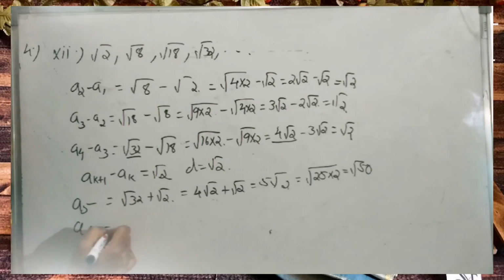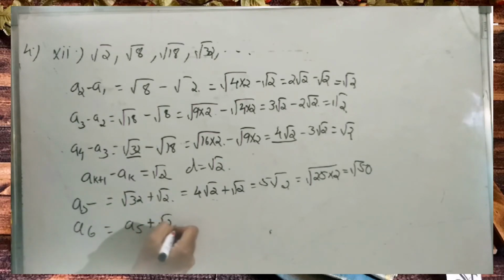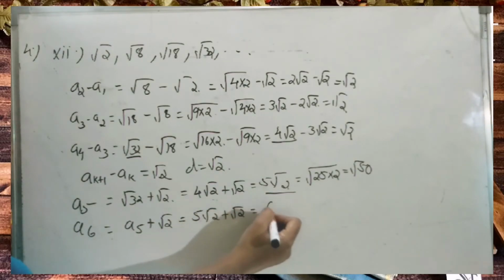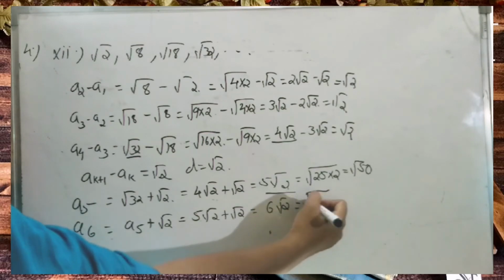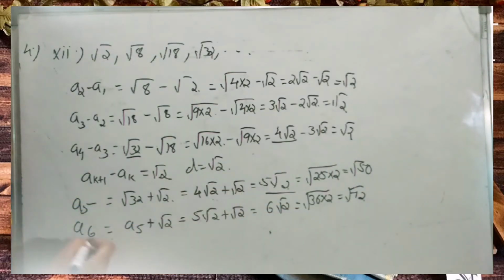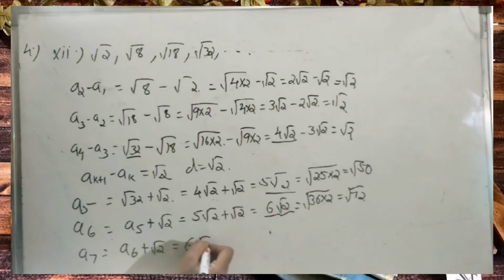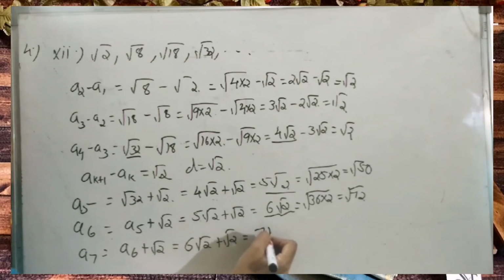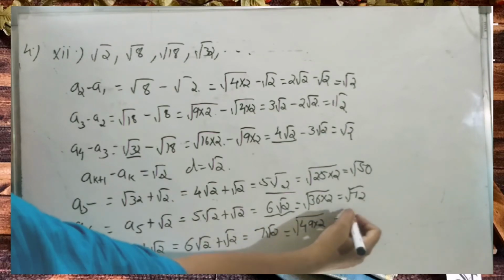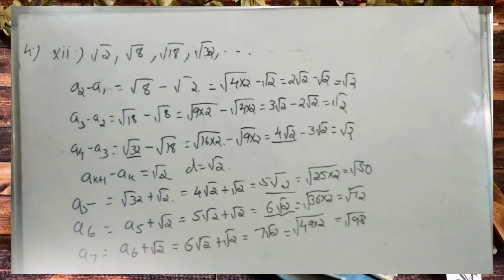And a6 is equal to a5 plus root 2. I'm going to take the expression for a5, that is 5 root 2 plus root 2 is equal to 6 root 2. And thus we can write it as root of 36 into 2 is equal to root 72. Now a7 is equal to a6 plus root 2. 6 root 2 plus root 2 is equal to 7 root 2, equal to square root of 49 into 2, equal to square root 98. Next one.